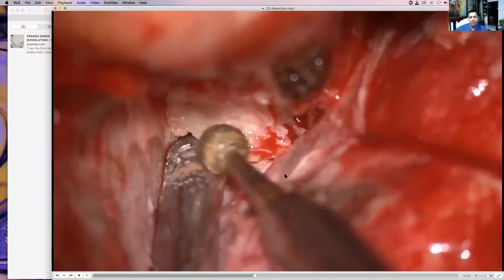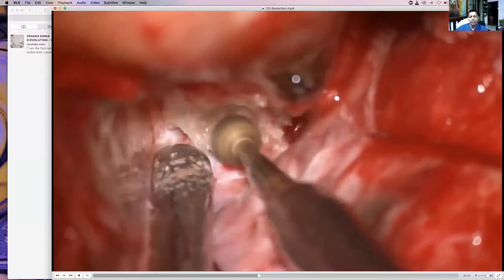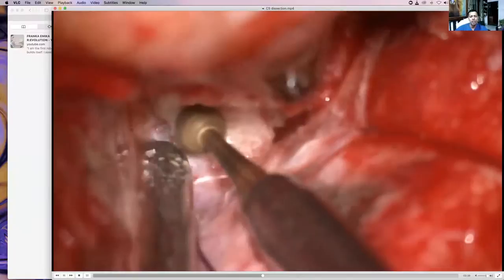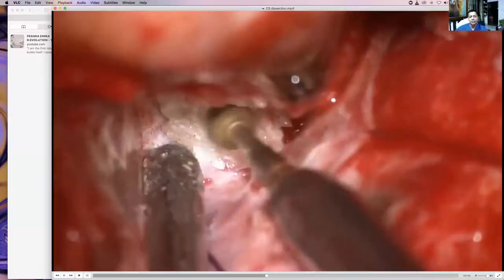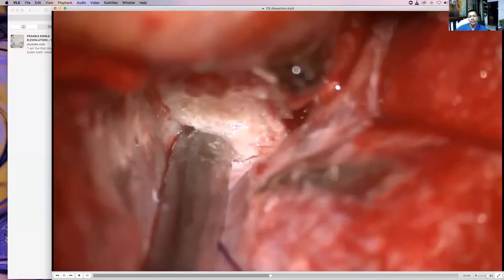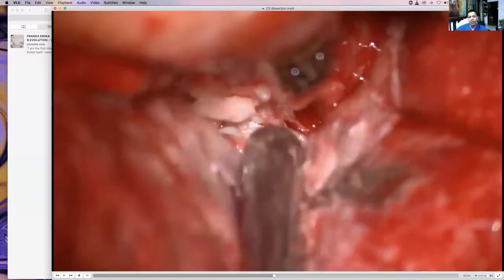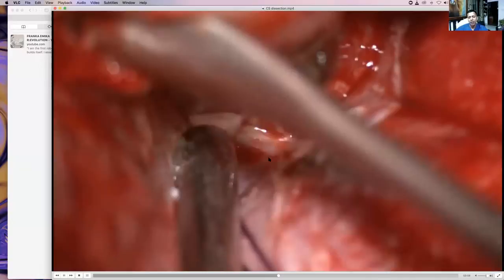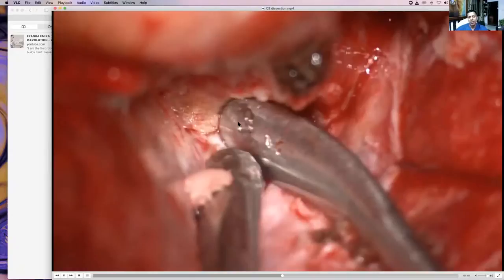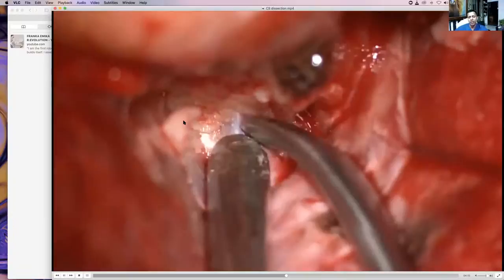Elevating it further from the optic nerve and further drilling it, with very, very little force under a lot of irrigation with a diamond. Again, seeing whether it is moving. It's moving. Elevating it off the carotid. Seeing how it is. So you can see the optic nerve now, and you will be able to see the carotid, actually, the carotid oculomotor membrane.